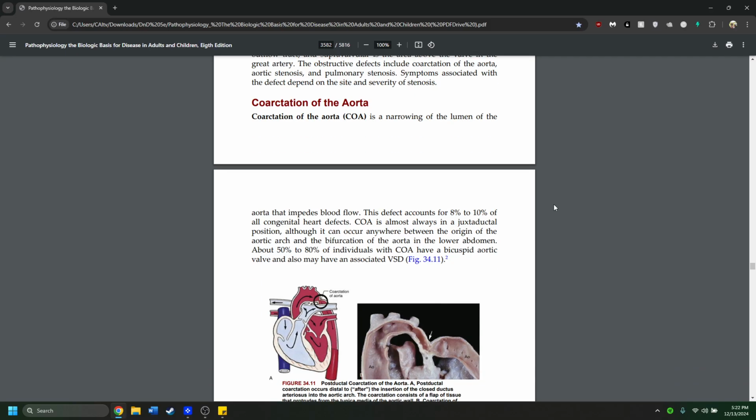The coarctation of the aorta is a narrowing of the lumen of the aorta that impedes blood flow. This defect accounts for 8 to 10% of all congenital heart defects. The coarctation of the aorta is almost always in the juxtaductal position, although it can occur anywhere between the origin of the aortic arch and the bifurcation of the aorta in the lower abdomen. About 50 to 80% of individuals with coarctation of the aorta have a bicuspid aortic valve and also may have an associated VSD.